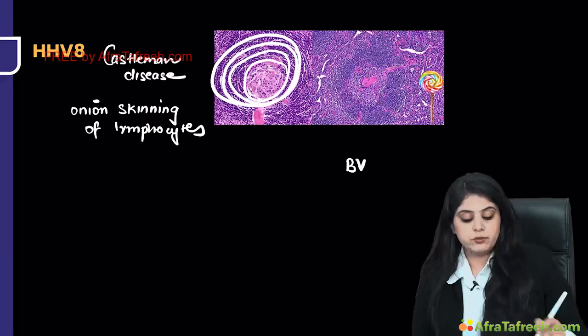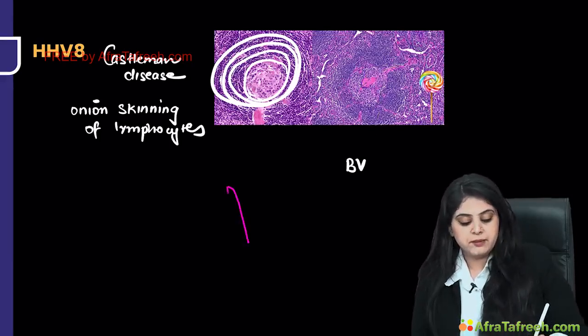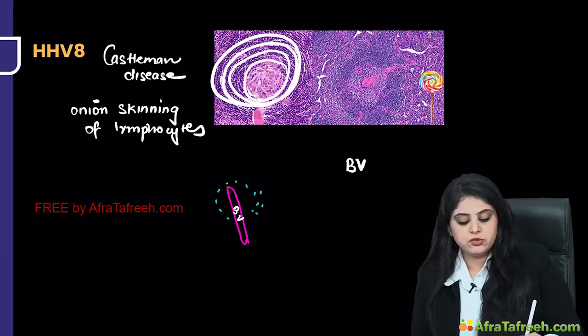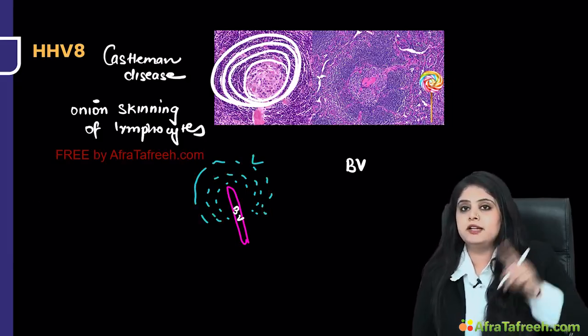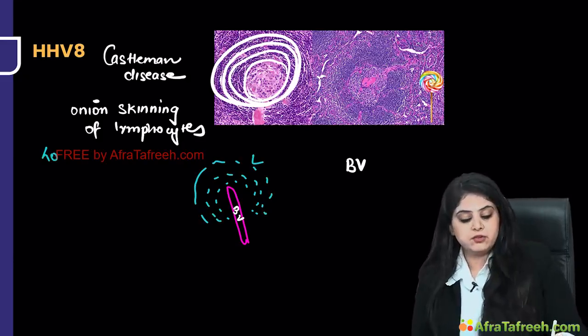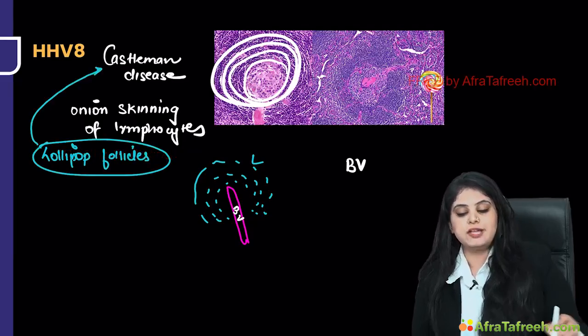So just imagine, now I'm going to draw it once again. For example, if this is a blood vessel, and around it you have lymphocytes going round like this, has it started looking like a lollipop? Yes, there are lymphocytes and there's a blood vessel. That is why you call them lollipop follicles. That's a very famous question that we would expect for NEET and INI students for Castleman disease.